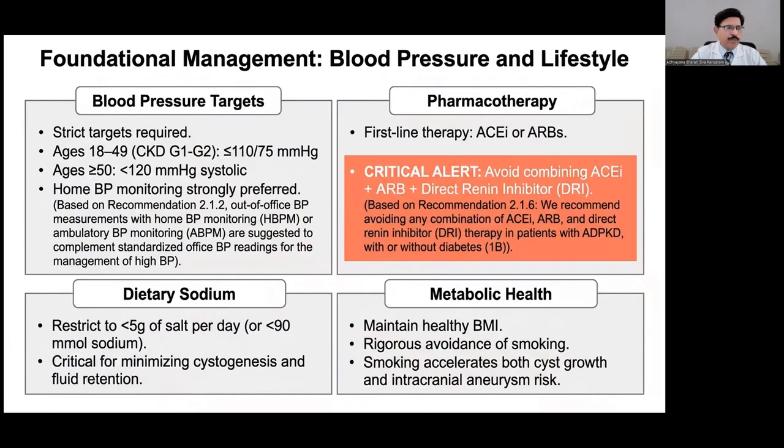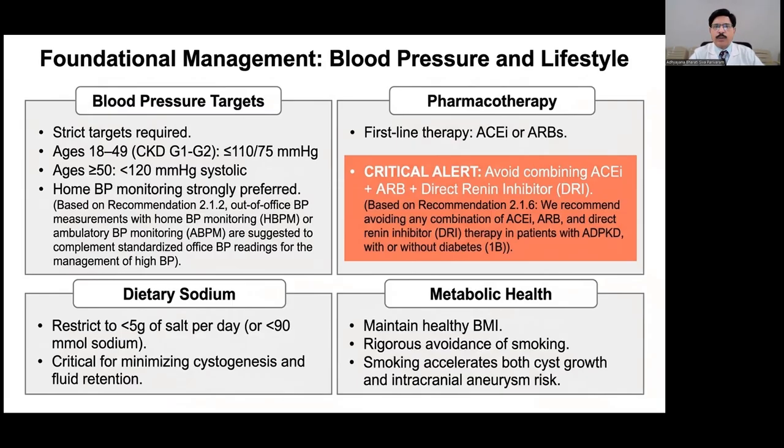foundational management: blood pressure targets, dietary sodium, pharmacological therapy, metabolic health. What are the targets? For 18 to 49 years, less than 110/75. For more than 50 years, less than 120 millimeters of mercury. Home BP monitoring is strongly preferred.